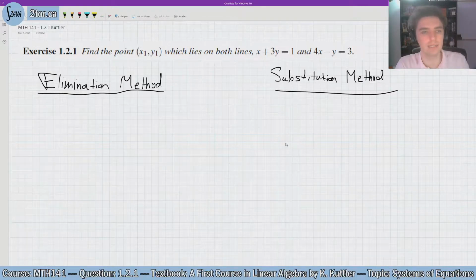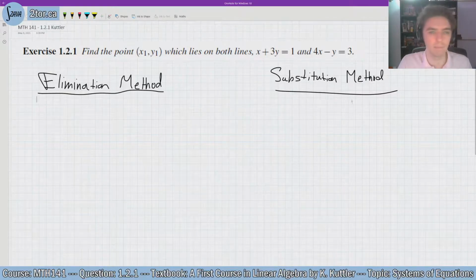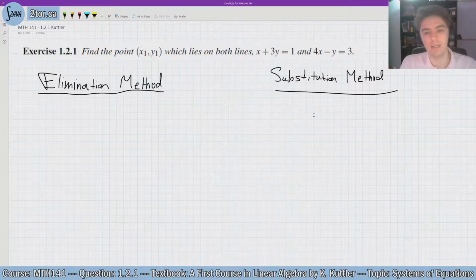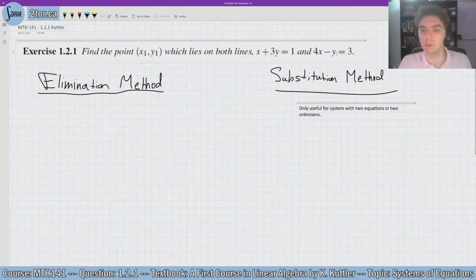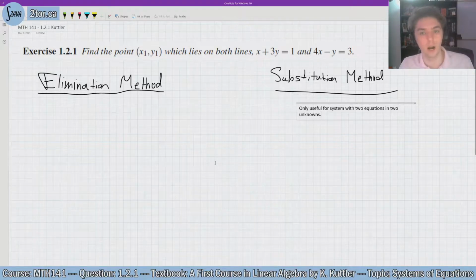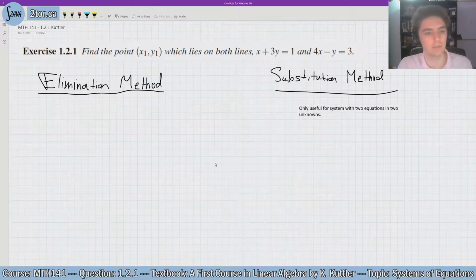Again, substitution method only works for, well, technically it works for higher equations, like equations with more variables and more equations, but it would be much harder to figure out and to use in that case. So I'm going to say substitution method is only useful for a system with two equations in two unknowns, which is what we have. We have two equations, two unknowns. x and y are our unknowns. So substitution method would work here. But let's take a look at elimination method first.